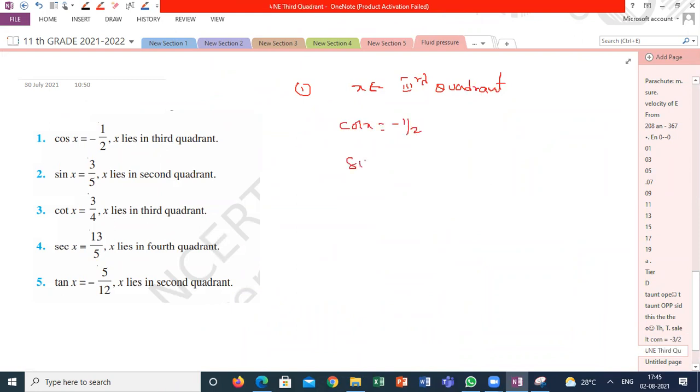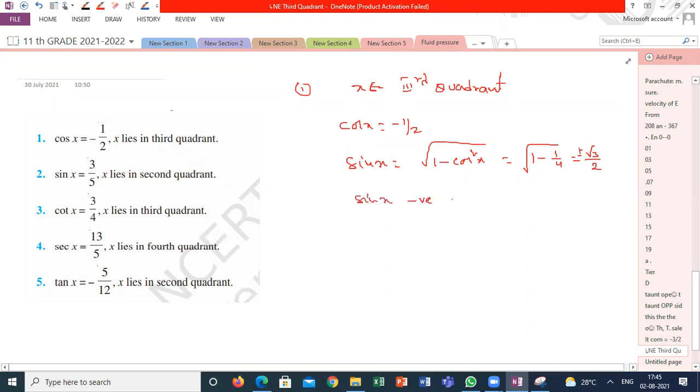From here, sin x is equal to the root of 1 minus cos square x, which is root of 1 minus 1 by 4. This is root 3 by 2, plus or minus. So sin x is negative in the third quadrant. Is it clear, guys, what I'm saying? Sorry, sin x is minus root 3 by 2.